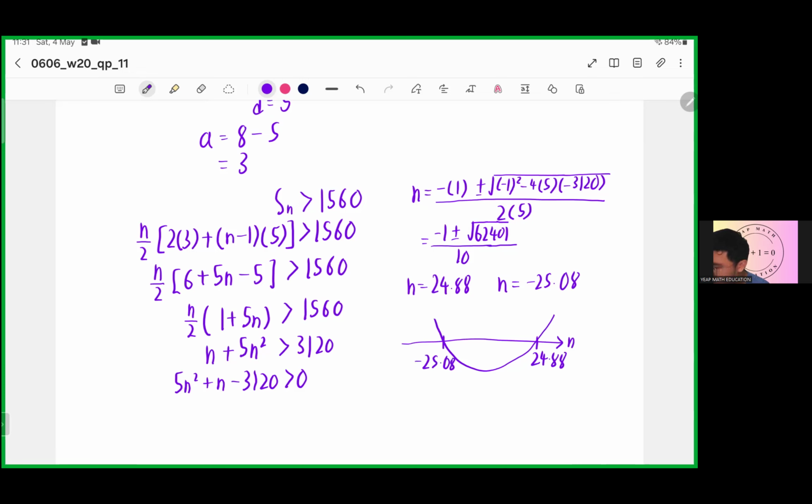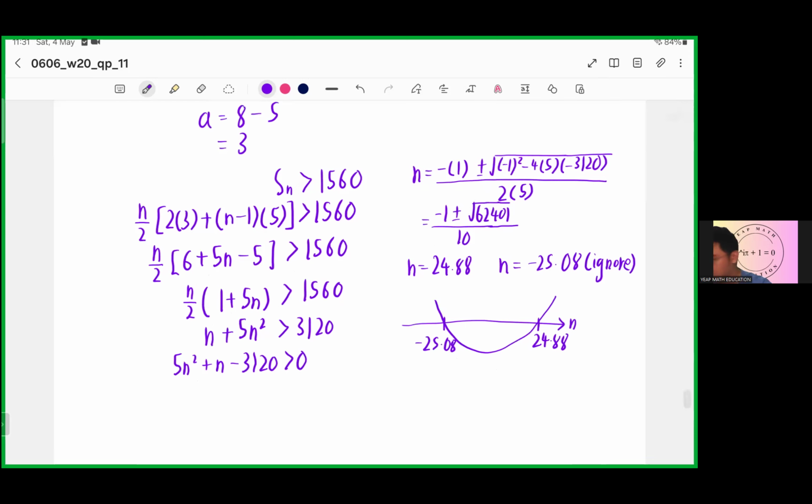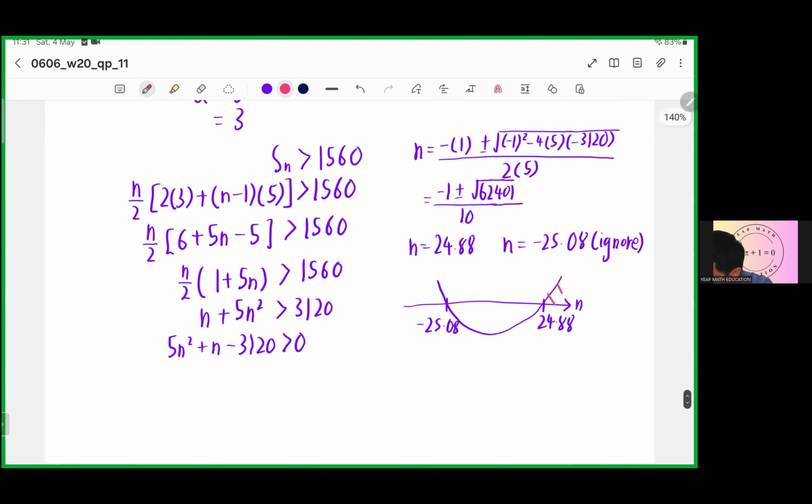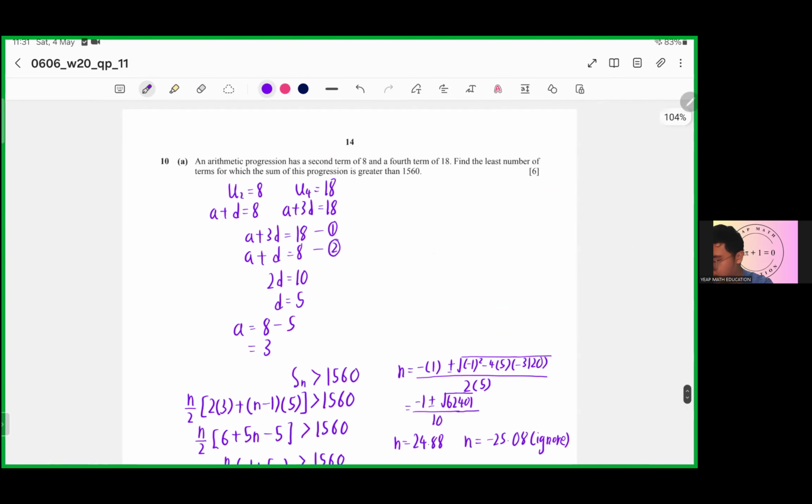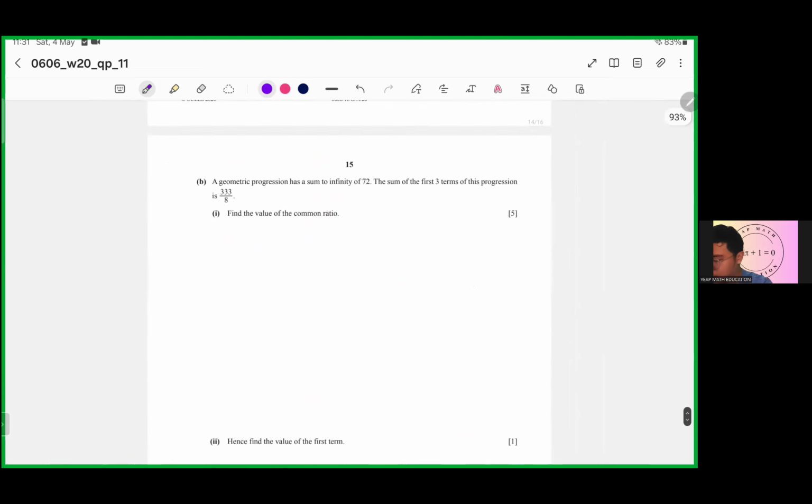Okay, this part we will just ignore. You don't need to find it, because the number of terms will not equal a negative. So we just find the positive. Now it means n must be more than this, so the minimum, we can take n equals 25 terms. Now we look at question B.